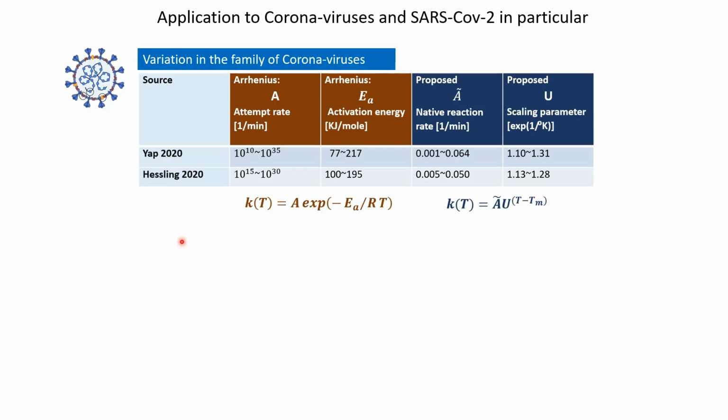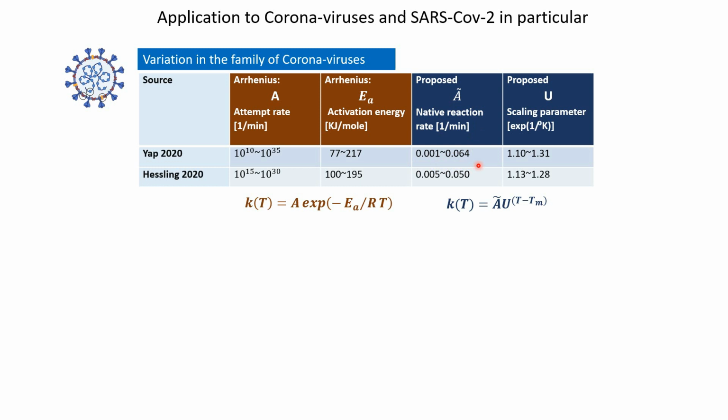Finally, we show how the theory corresponds to data collected on coronaviruses. The span of the constant of Arrhenius is shown in the first two columns. There is a huge range of attempt rate A. However, in our model the span of constants is reasonable. The variation in the native rate A tilde between virus species could be related to variation in redundancy factor, such as the number of spikes in a single virion.